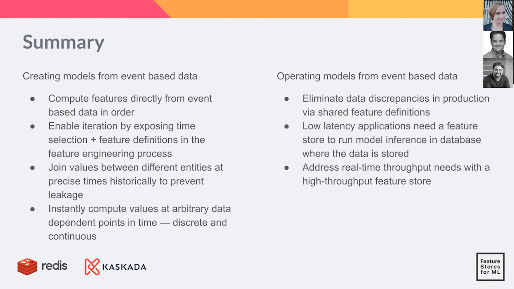But it does increase the demand for your event-based data. And to keep up, you need instant iteration with a feature engine that can enable your data scientists to compute directly, express what and when to compute, and support some temporal streaming joins, as well as serve the same features in production. And operating models from event-based data, you want to really eliminate the data discrepancies in production with shared feature definitions, ensuring that you have low latency and you can run that inferencing capability to meet the demand and really address the real-time throughput needs for a high throughput feature store.